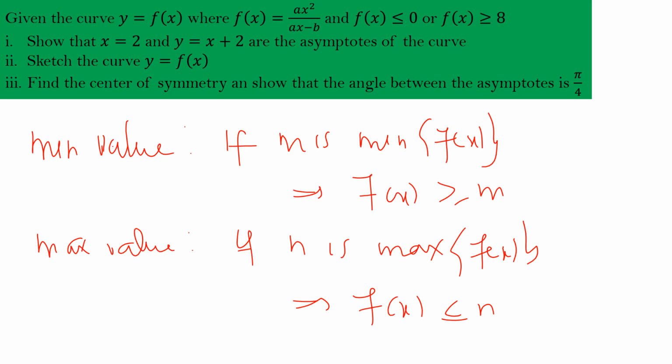So when you say f of x less than or equal to 0, what does it mean? It means that 0 itself is the maximum value. And if you see f of x greater or equal to 8, it means that 8 itself is the minimum value. And we know that generally, if you are the minimum or the maximum, then you are a turning point, a coordinate of the turning point. In this case, 0 is a y coordinate of the turning point, and 8 is also the y coordinate of the turning point. And we know that at turning points, f prime of x is equal to 0. So we are going to differentiate the function, equate to 0, and try to relate it with this.